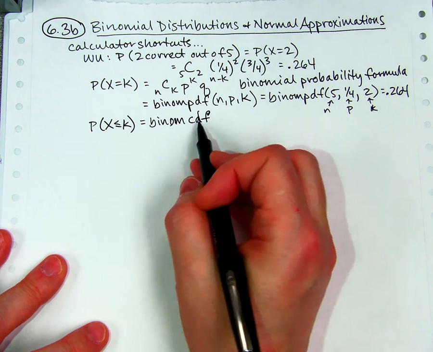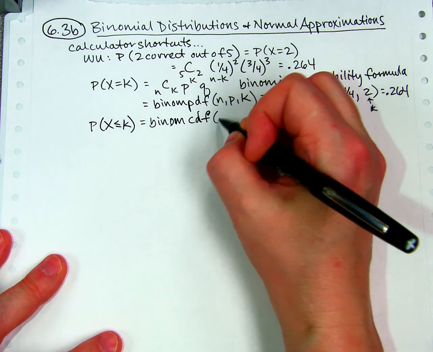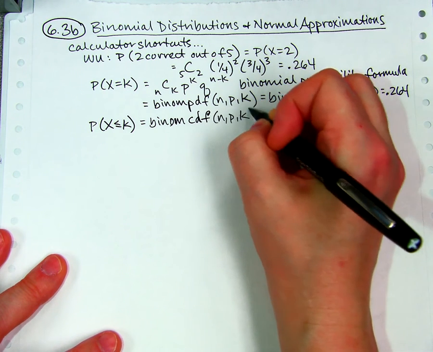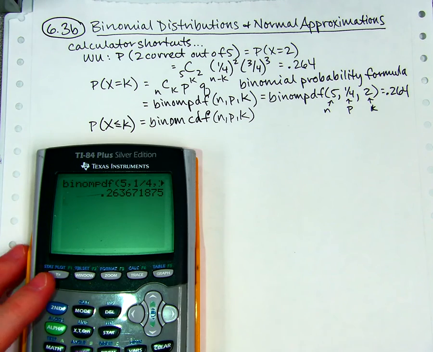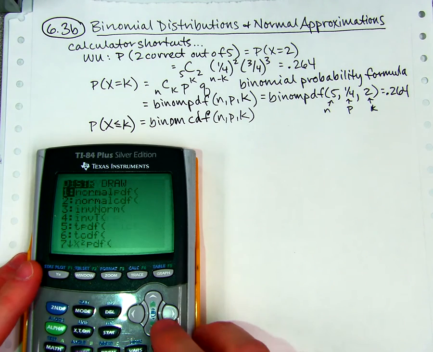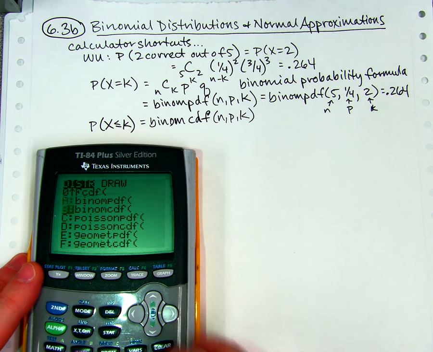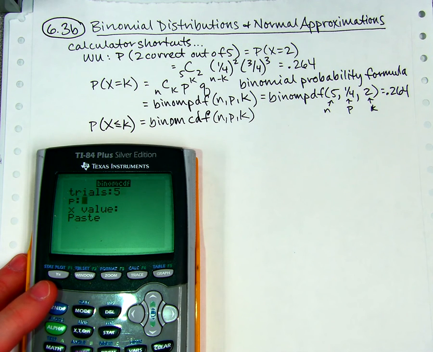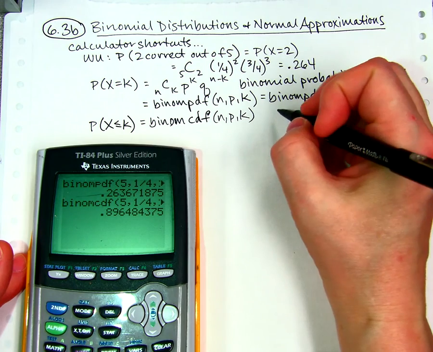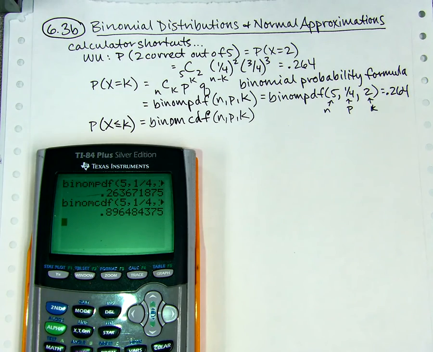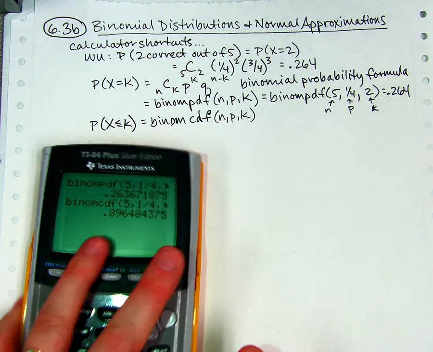So if you're wanting less than or equal to, you could do that same thing with the NPK. And if you wanted the probability of less than or equal to 2, instead of binompdf, you would do binomcdf, and you could still enter the 5 and the 1/4 and the 2, and this would be the first 3 entries in the table added together, or last 3, depending on which way your table went. So this one comes out to be 0.896. I don't think we even need to write that down, but that would be the probability of 2 or fewer.